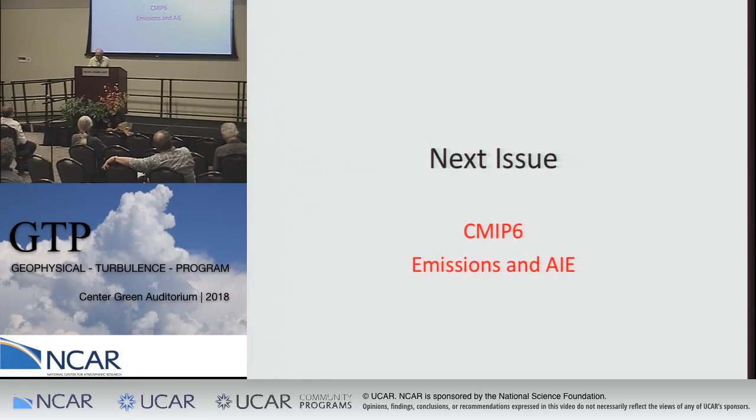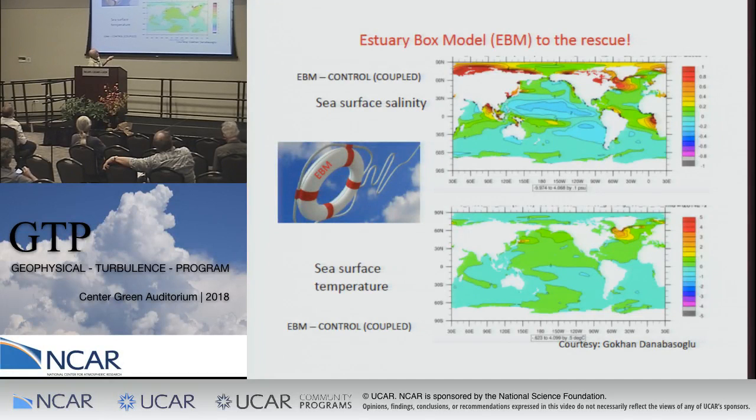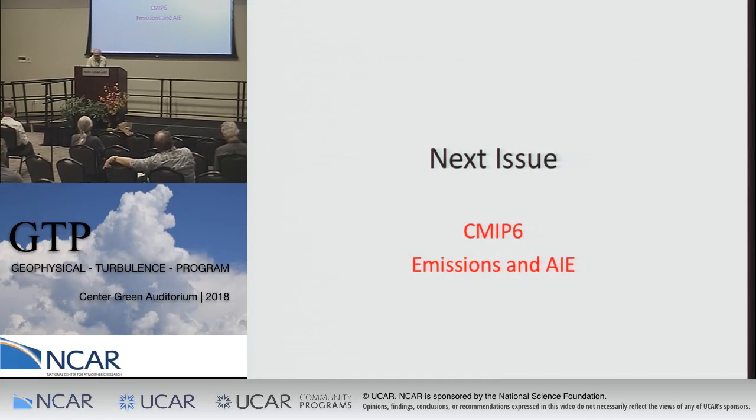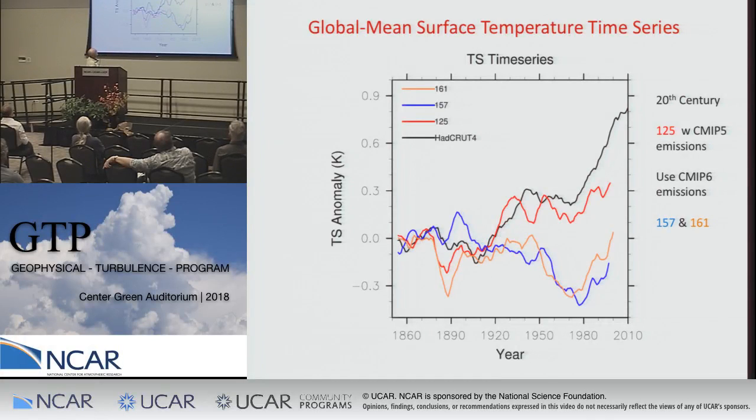Okay, so we resolved that problem by using a much more sophisticated approach, making an estuarine box model in order to spread out the river runoff and the ice melt into more than one grid box and keep the system running stably. So we thought we had a solution somewhere in the beginning of 2017. So in 2017, we decided to take a version that we thought was stable, and we ran it out for a 20th century simulation using the old aerosol emissions, the old emissions from CMIP5.